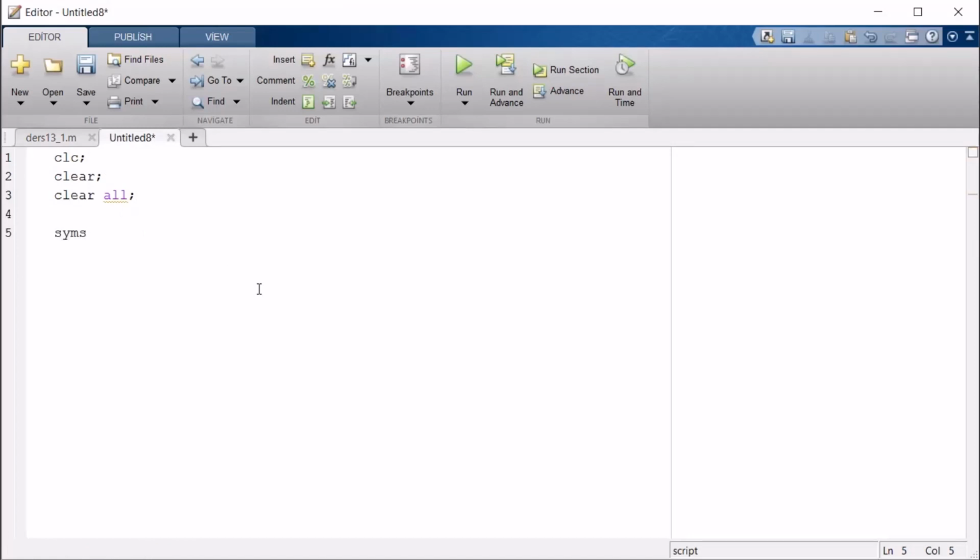Again, syms x, let's show x as a symbol. You can get the integral with the polyint command like this. I wanted to show the polynomial while I was telling it. You apply the polyint command as follows. Before, let's show you here again.